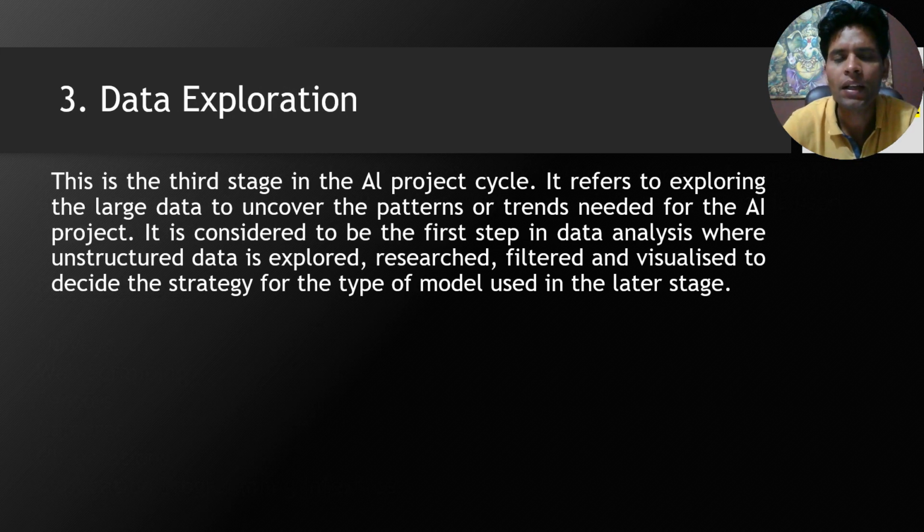The next step is data exploration. The data, whatever you find in the second stage, now you will explore it. Okay, you will find what is relevant to you and what is not relevant. This is the third stage in the AI project cycle. It refers to exploring the large data to uncover the patterns or trends needed for the AI project. It is considered to be the first step in the data analysis where unstructured data is explored, researched, filtered, and visualized to decide the strategy for the type of model used in the later stage.